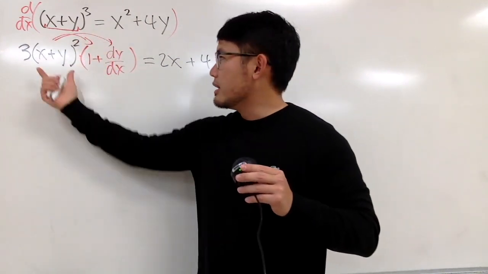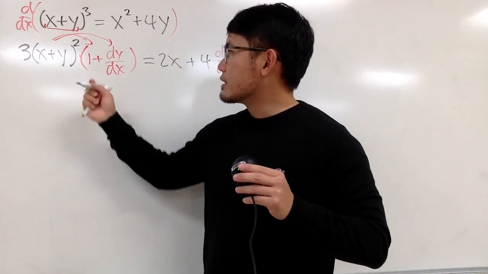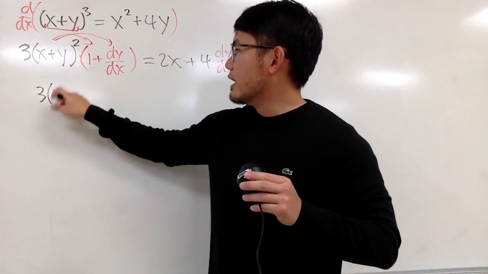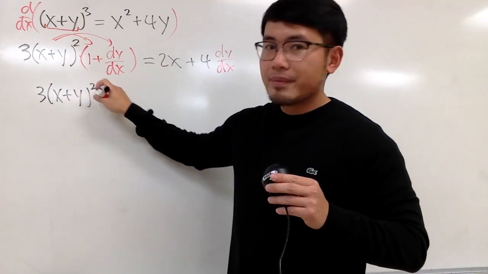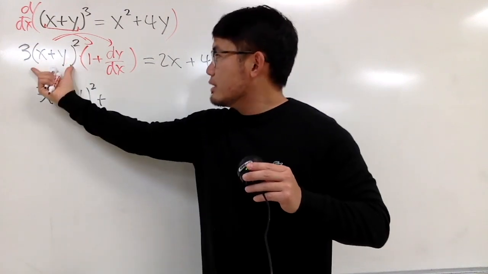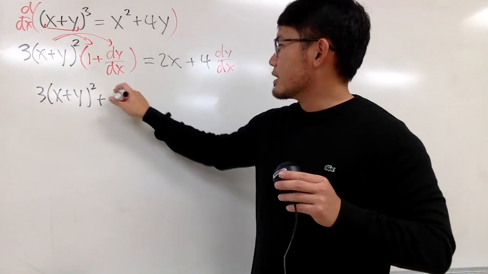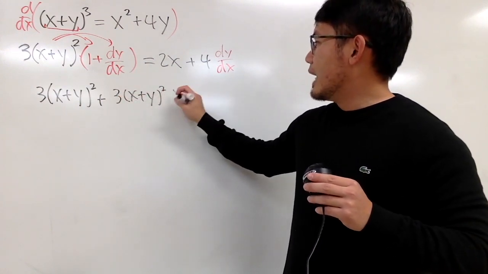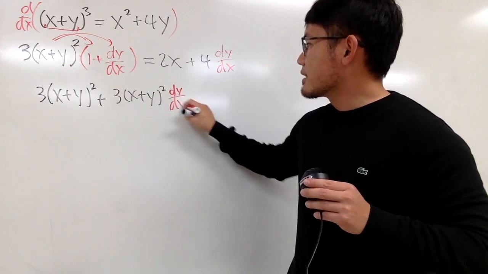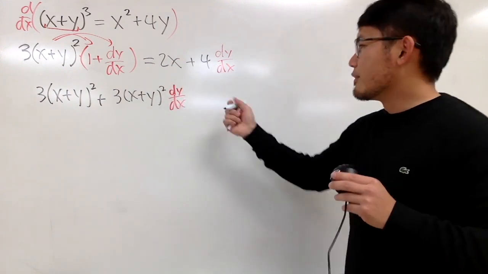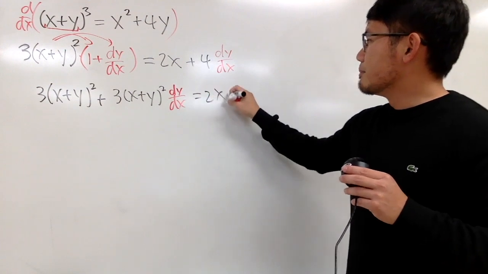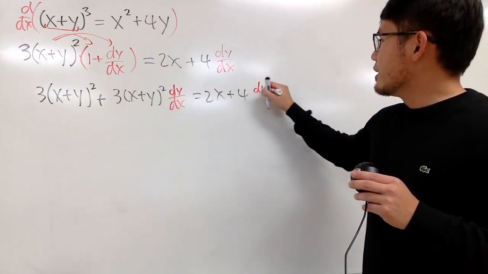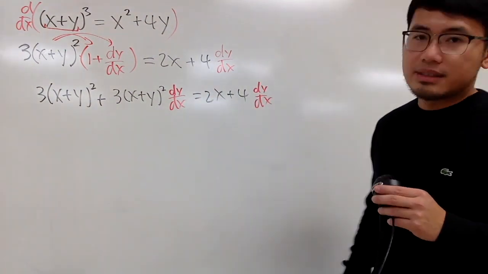The first term you get is this times 1. So we just nicely have 3 times (x plus y) squared. And then we add this quantity times dy/dx. So let's put down 3(x plus y) squared. And then here we have that dy/dx. And then on the right-hand side, of course, we have this 2x plus 4. And this right here also has the dy/dx.